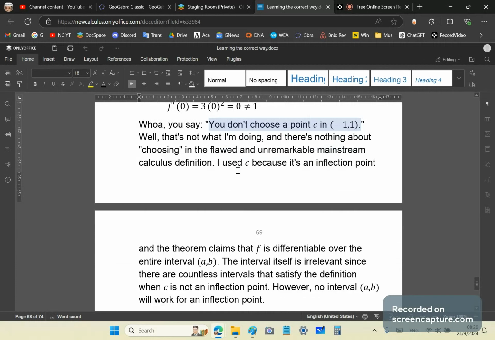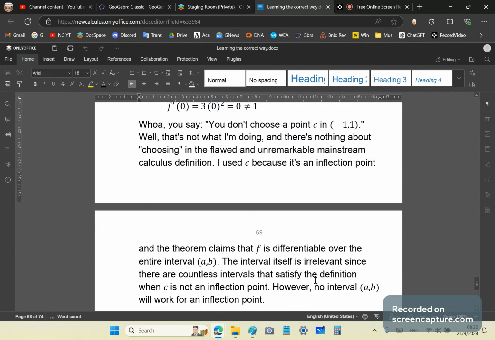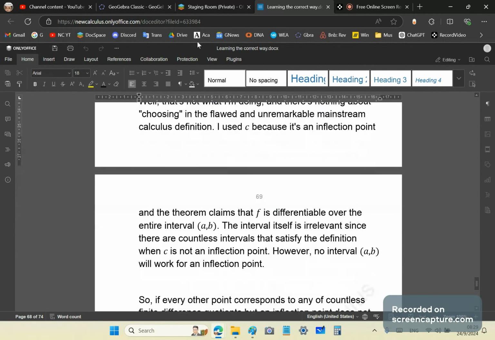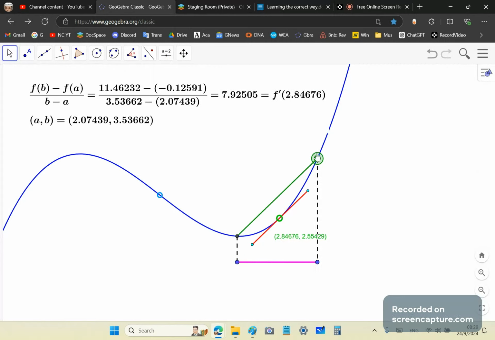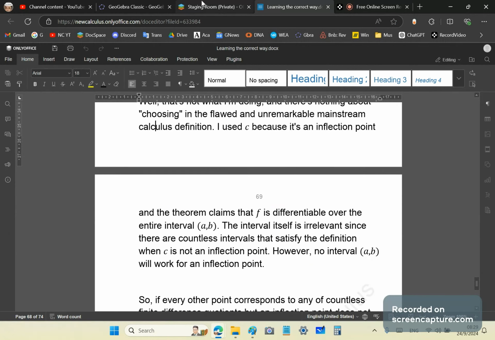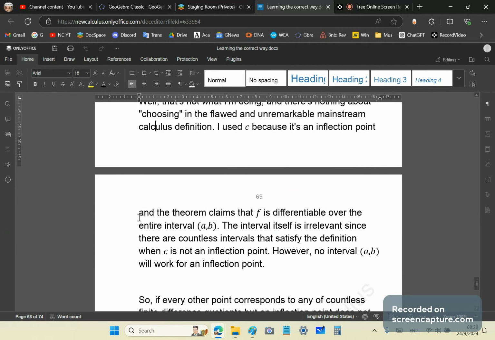So I simply used C equals 0 in this example because it's an inflection point, and the theorem claims that f is differentiable over the entire interval. Okay, so if you have an interval like this, it doesn't matter what interval you have, it's got to be differentiable over the entire interval, right? But if I place an interval around this inflection point, there also has to be a difference quotient, okay? Because the theorem claims that it's also differentiable at C, which is an inflection point. Do you understand that? Stop and think about that.